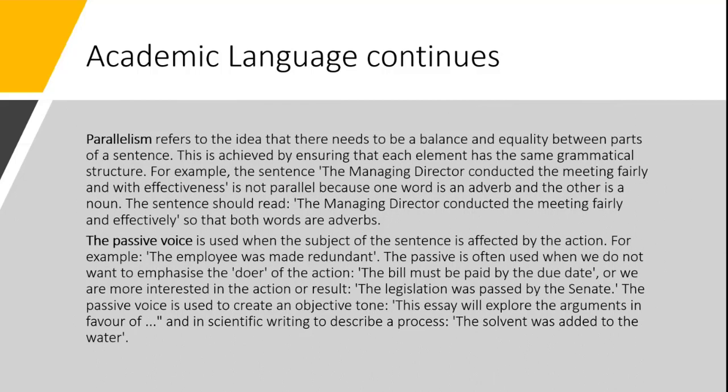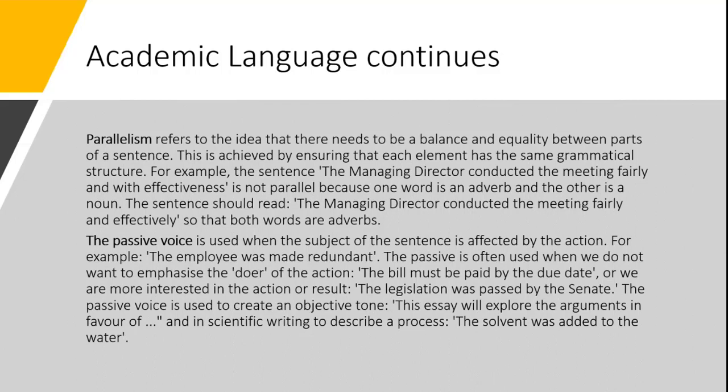You will not say the students were fair and unjustly, right? Or the students were fair and honesty. The students were fair and honest, because fair needs to take the same form as the next adjective that follows. So there needs to be the same form in terms of the adjective and the verb when you're listing them in the same sentence.